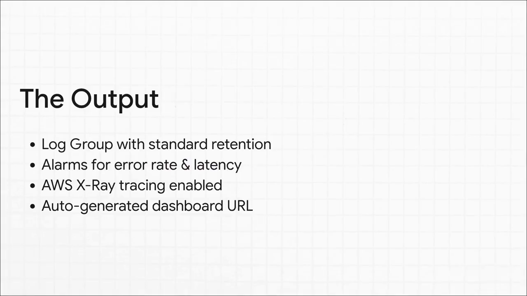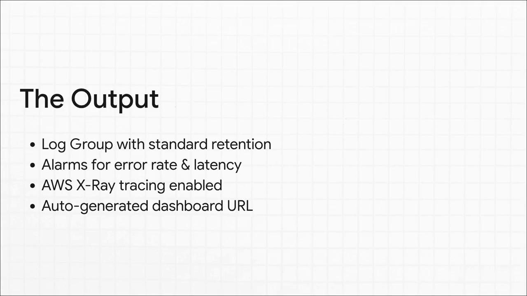From that one simple deployment, the service automatically gets a properly configured log group, it gets critical alarms for things like 5xx errors and high latency, and it gets AWS X-Ray tracing switched on by default. And get this, my favorite part, it even spits out a URL to a pre-built dashboard that's already showing the service's key metrics. All of that with zero extra effort from the developer.